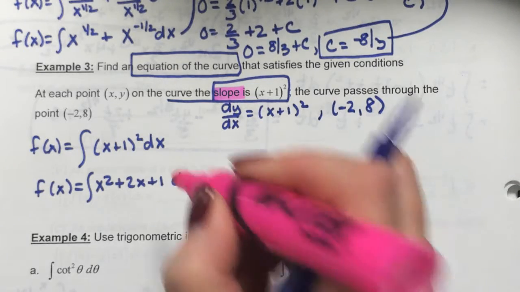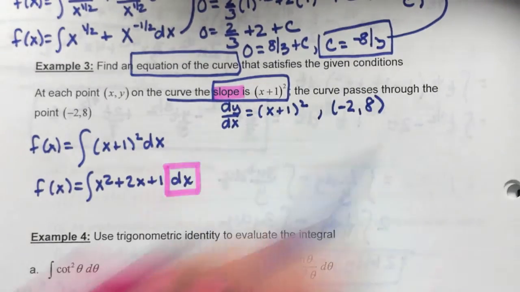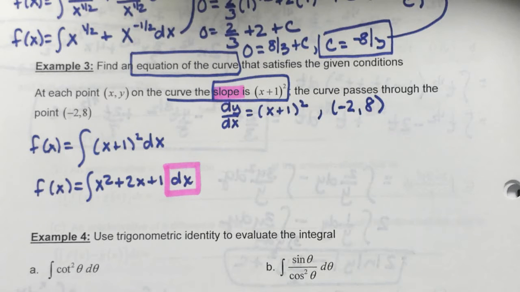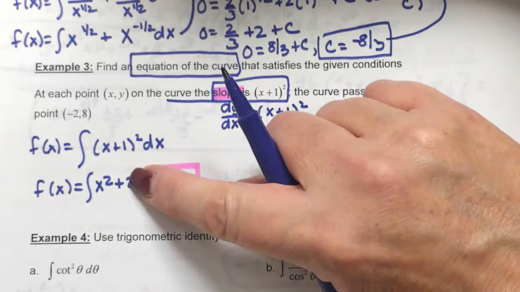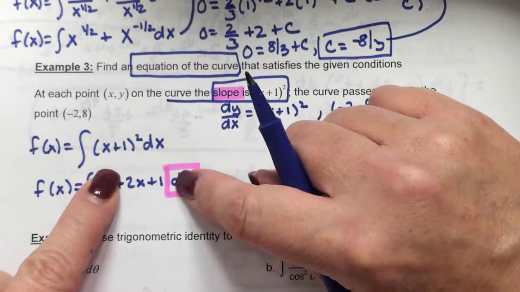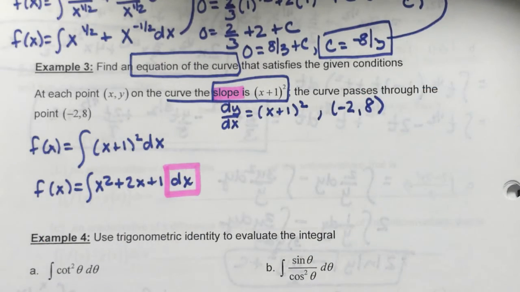You must always, guys, by the way, put the dx at the end of your integral. Because if you don't, I'm assuming you're only integrating x squared and then you're adding the 2x and the 1 to it. That way you know where the integral ends. So make sure you put that dx right there.